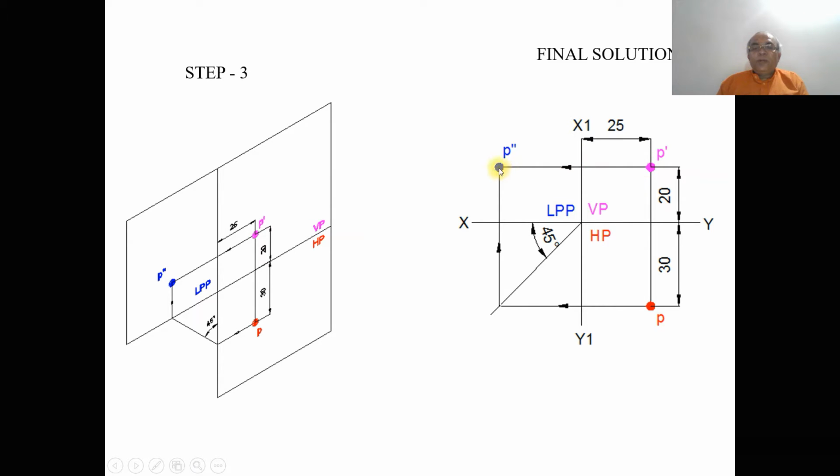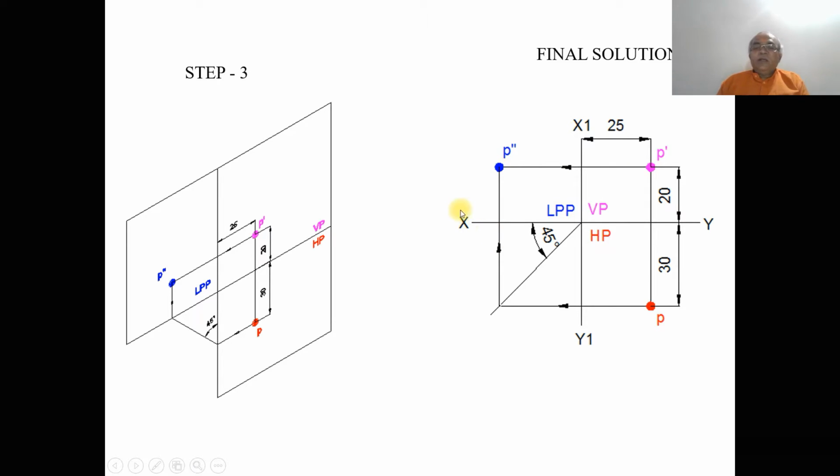Both will intersect at this point. So this distance is above HP. Above HP, which is vertical in the front view, is always vertical in the top view, and the distance with respect to VP, that is the top view distance of 30, which is vertical here, is transferred into horizontal distance. Where you have the front view, on that line only you will get the side view.